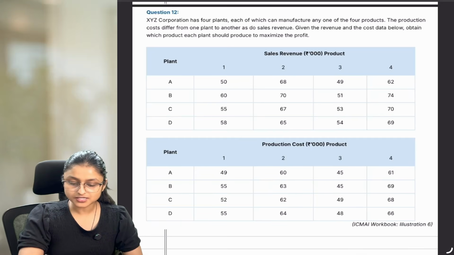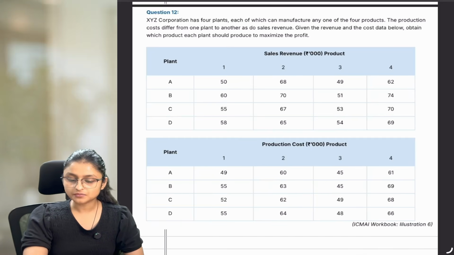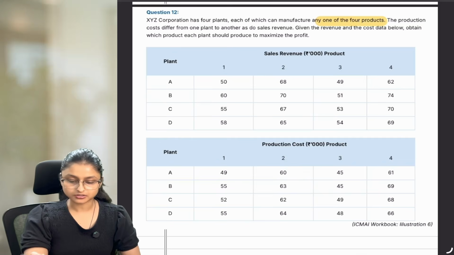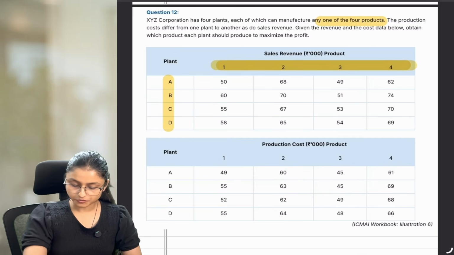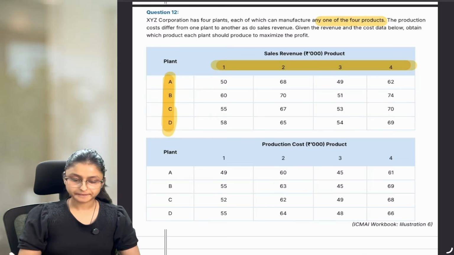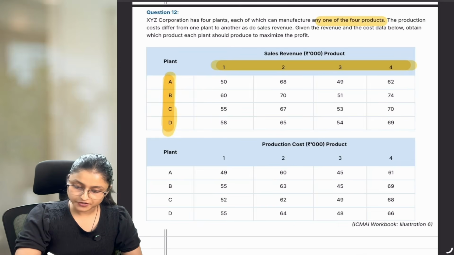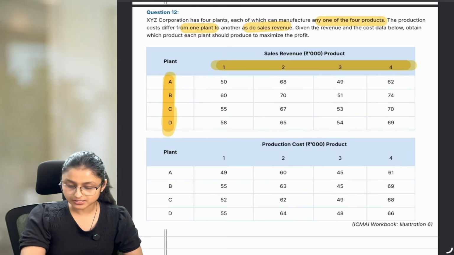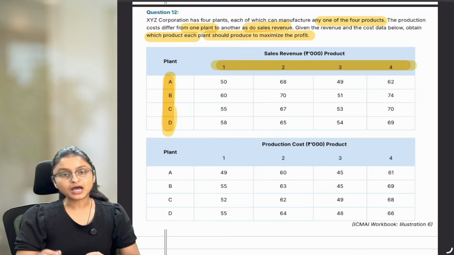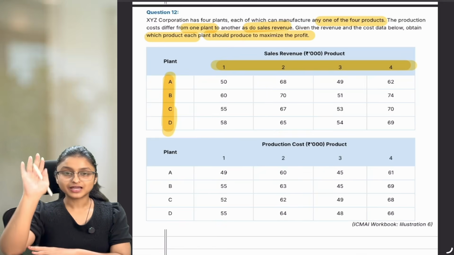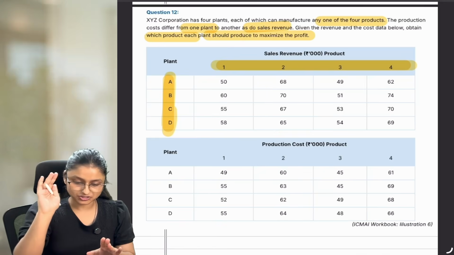XYZ Corporation has 4 plants, each of which can manufacture any of the 4 products. So there are 4 products and 4 plants. These are the 4 products and these are the 4 plants. Okay? The production costs differ from one plant to another as do sales revenue. Given the revenue and cost data below, obtain which product each plant should produce to maximize the profit. So our aim is to maximize the profit, and here we want maximization.